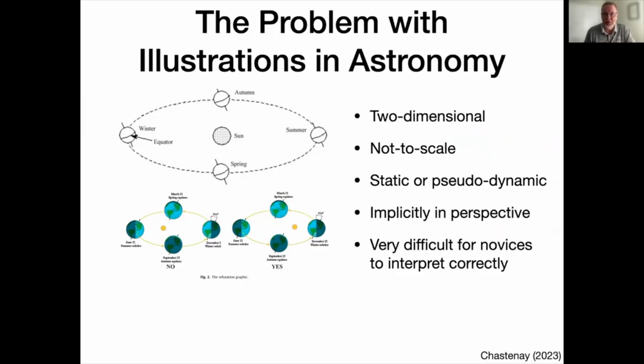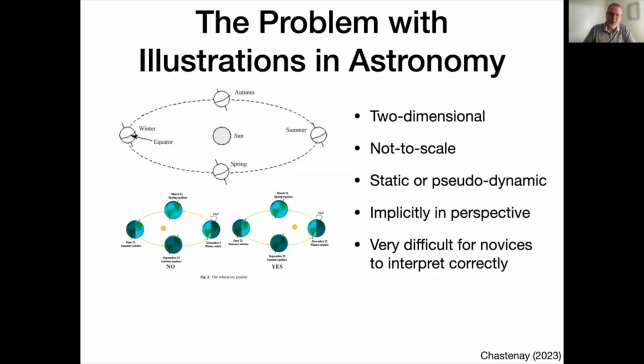Basically, these images, because they're two-dimensional, they don't show the depth of space. We are missing the third dimension, so to speak. They are not to scale. They are static or pseudodynamic. When I say pseudodynamic, I mean, for instance, having several Earths around the sun on the Earth's orbit. They are implicitly in perspective, but it is never said explicitly that what you see is a circular orbit, but in perspective. And so, because of all these reasons, it becomes extremely difficult for novices to interpret correctly.